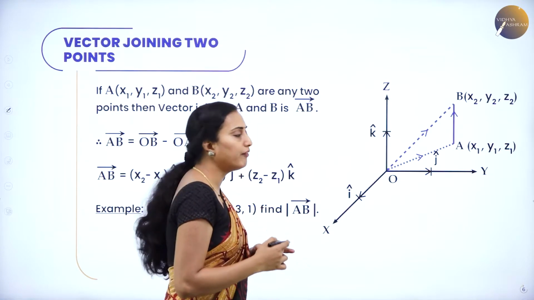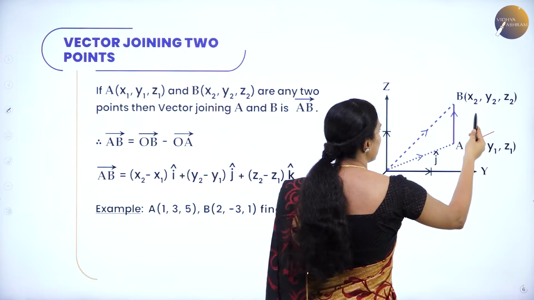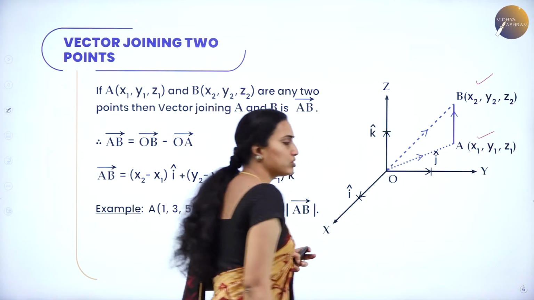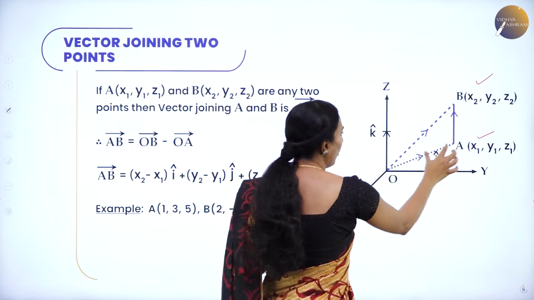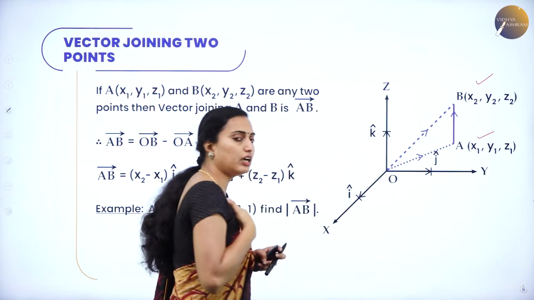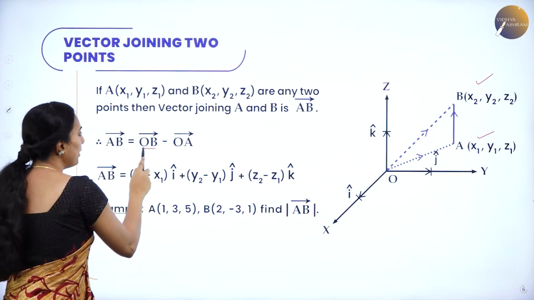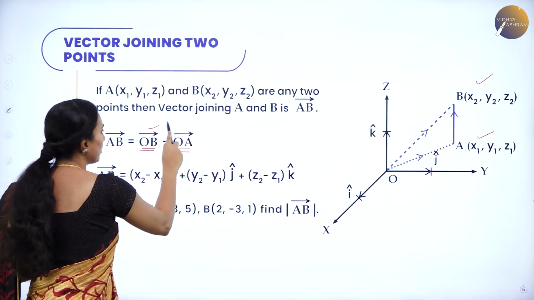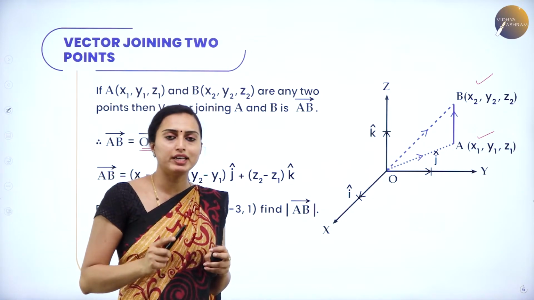And then I have defined a line joining the 2 points. Let A of x1, y1, z1 and B of x2, y2, z2 be the 2 points, and then you can have the position vectors OA and OB. But here I want the AB vector, so AB vector can be written as OB vector minus OA vector. These are all the position vectors. AB vector can be written as OB minus OA.